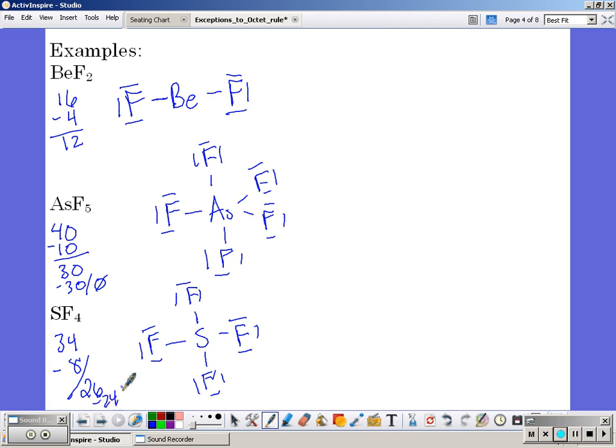So that means sulfur is going to have a lone pair. To make room for the lone pair, I'm going to move this fluorine a little bit. And the lone pair would be on the sulfur. And sulfur now has more than 8 valence electrons around it because it can have an expanded octet because it has access to those d orbitals.